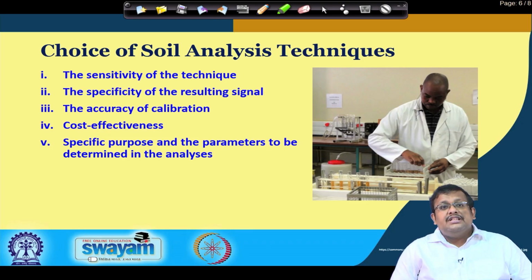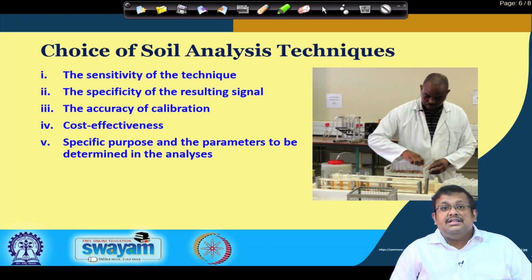Now, the first point is the sensitivity of the technique. The technique which you are going to follow for measuring a certain soil parameter has to be highly sensitive. If it is not sensitive to that particular soil parameter, it is of no use. So, the sensitivity of the technique is very important. If there is a change in the concentration of a particular pollutant and the method can identify that change, then it is called a sensitive technique.